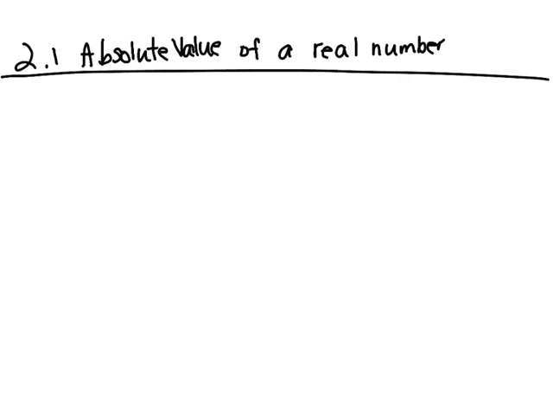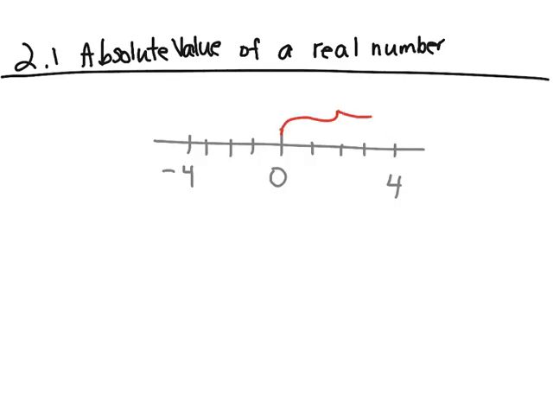Absolute value of a real number. Okay, so magnitude is the distance a number is away from 0. So if you looked at a number line and you had 0, this is positive 4, this is negative 4. The magnitude is the distance away from it. So the distance away from 0 to negative 4 is 4. And the distance away from 0 to positive 4 is 4.